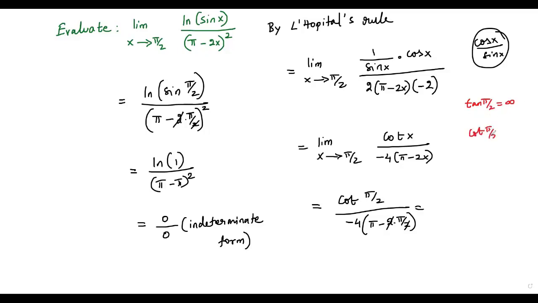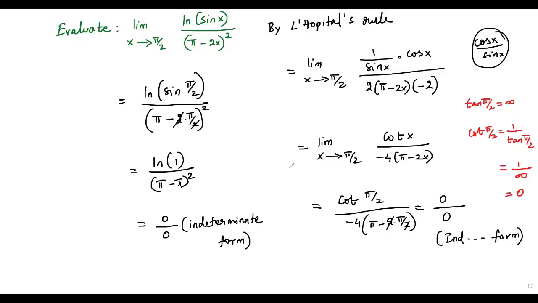Then cotangent pi over 2 is equal to 1 over tangent pi over 2. Then 1 over undefined, that is infinity. Whenever you divide a number by infinity, that results 0. So the value of cotangent pi over 2 is 0 over. So here pi negative pi is 0. 0 times anything, 0. Again, we get indeterminate form.